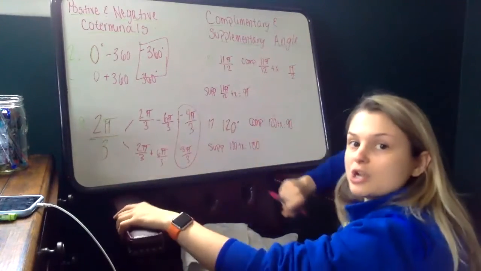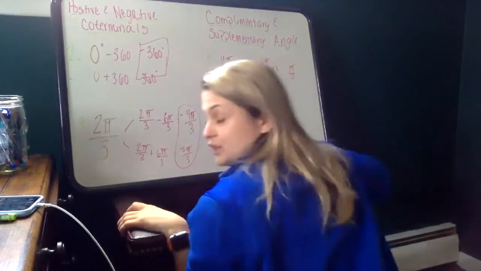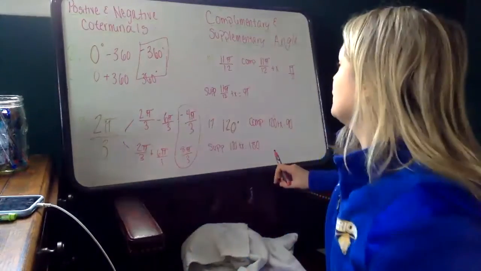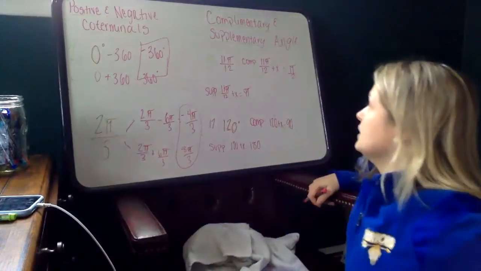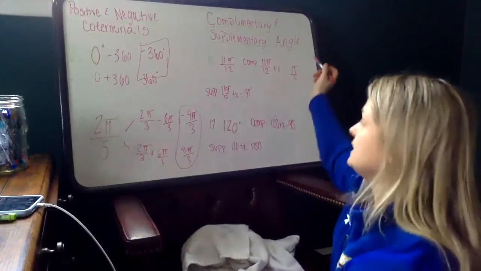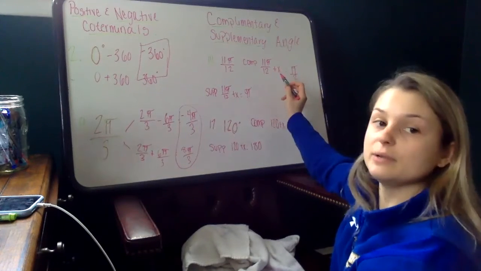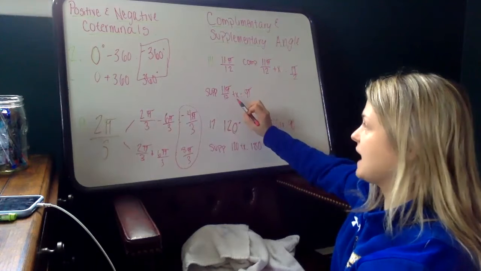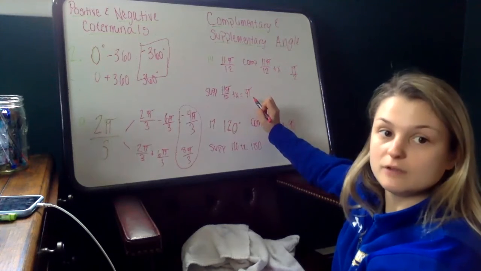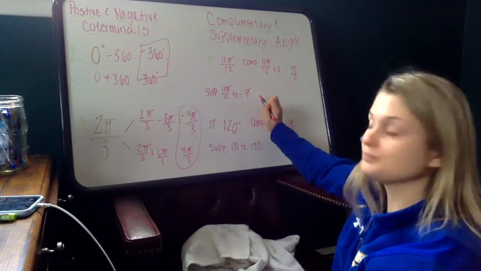Moving on to complementary and supplementary. When you're given radians, you have to add x and set it equal to pi over 2, okay? For the complementary. For supplementary, you have to add x and set it equal to pi, okay?